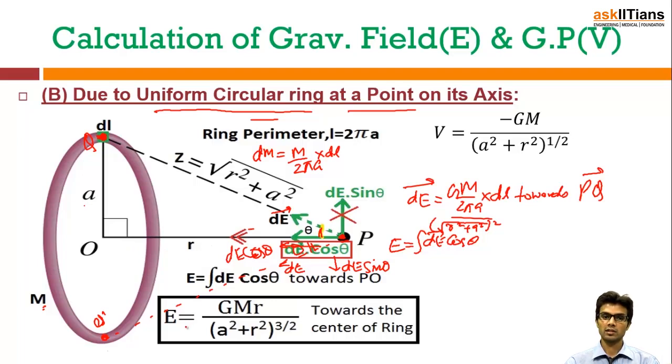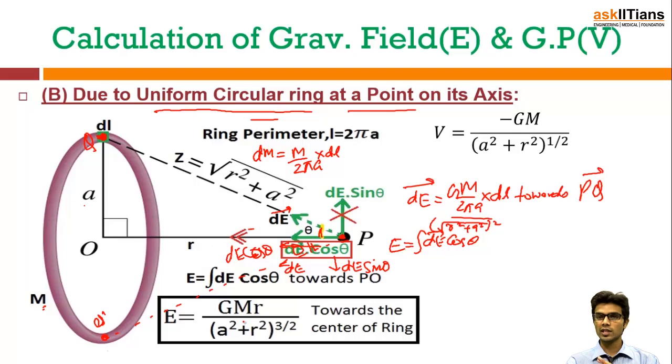So the gravitational field due to a uniform circular ring at a point on its axis is equal to GMr divided by (a square plus r square) power 3 by 2, and the direction is towards the center of the ring.